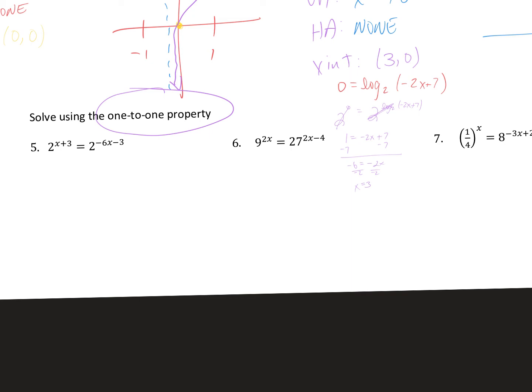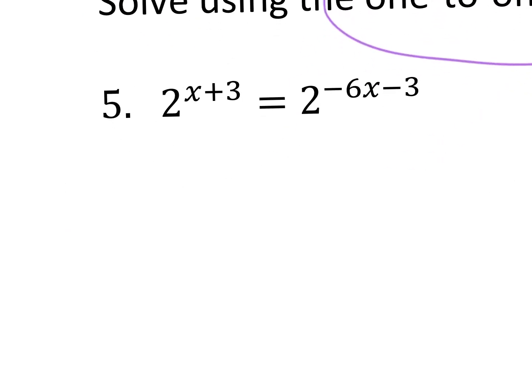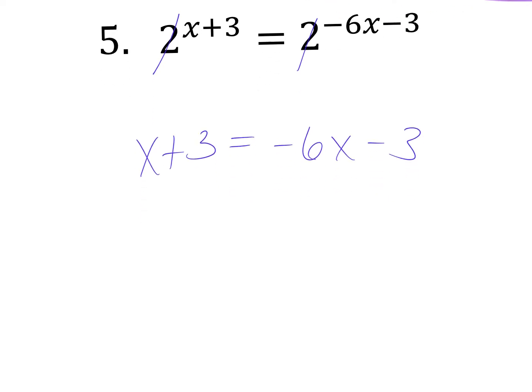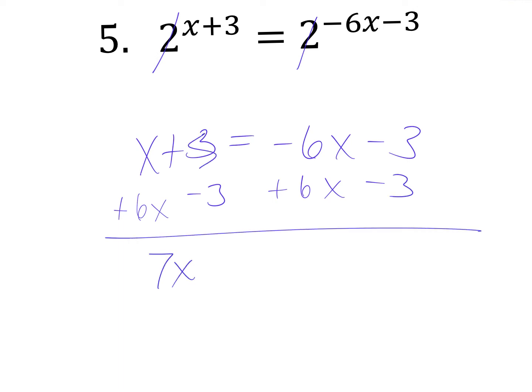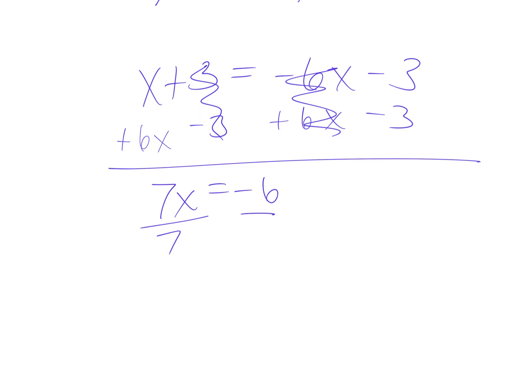If you look at number 5, these bases are already the same. So what can I do once the bases are the same? You just cross them off. So this becomes x plus 3 equals negative 6x minus 3. Move x's to one side, numbers to the other. So I'm going to add 6x. You guys agree? Add 6x minus 3 from both sides. So 1x and 6x is 7x. My 3's cancel. Over here, my 6x's cancel, and I have negative 6. Divide both sides by 7, and what do you get?